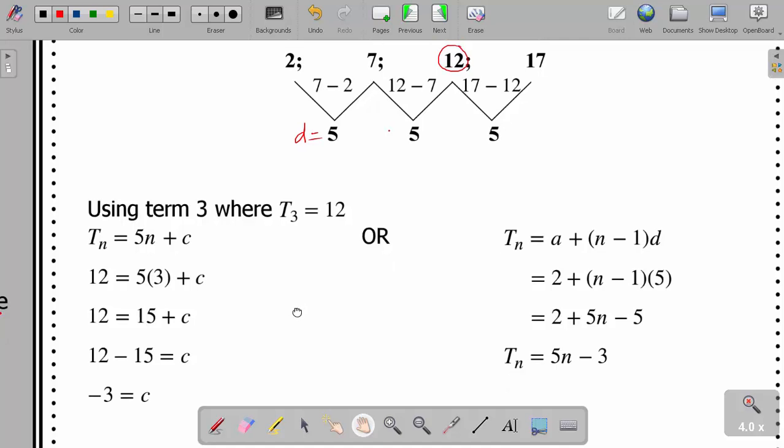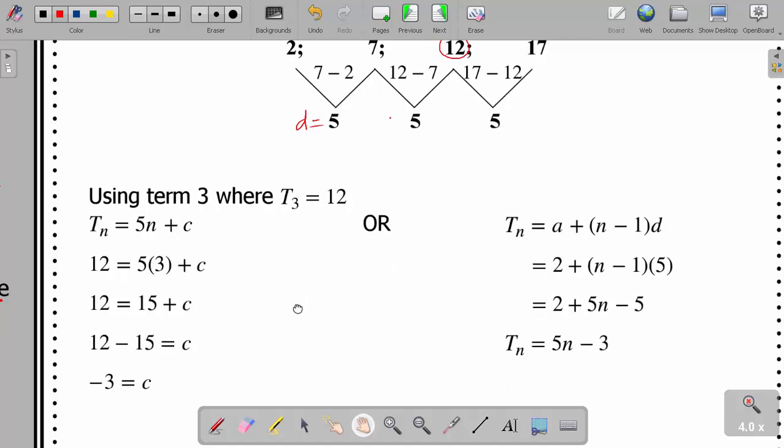After getting my c as negative 3, I go back and substitute to get my general term. It's going to be my Tn, like you see here. Tn equals 5n, and what about my c? Negative 3, so minus 3. That's one method of doing this.